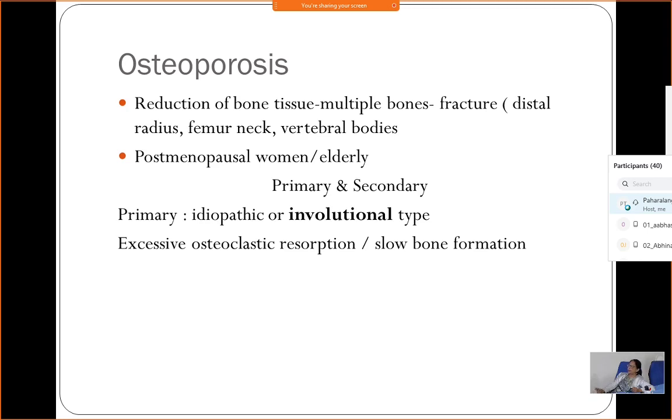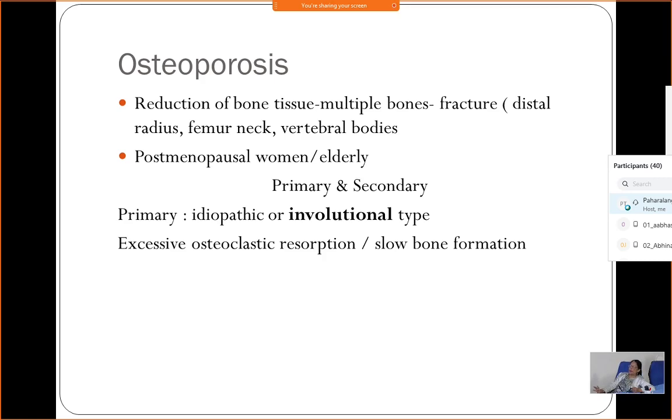For example, some person is not using the bone due to a certain chronic disorder, or after a fracture, the bone is not utilized at all, the muscle is not utilized. In such people, there can be osteoporosis. Secondary also can be people who are going to space, they are away from gravity. So in those people also the muscles are not utilized, and you can see osteoporosis. These are called secondary. But the most important one is the primary, which is idiopathic or involutional type.